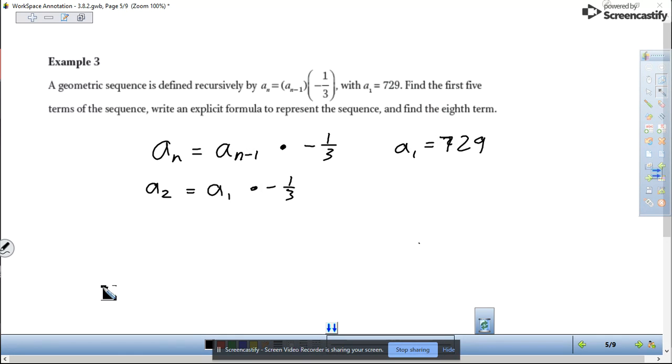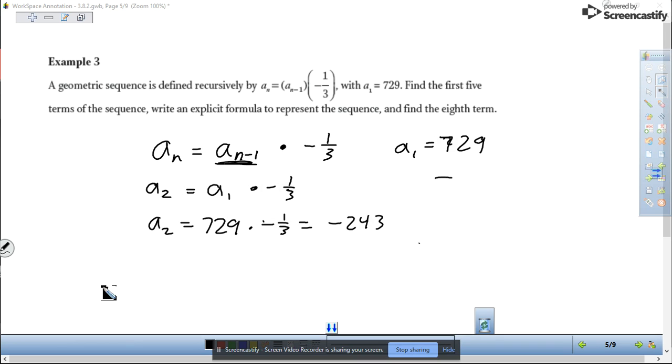So what I was saying was A1 is 729, and then we're trying to find A2. So we're going to use A1, the previous term, and then we're going to multiply by negative 1/3. So A2 equals 729 times negative 1/3, which is negative 243.